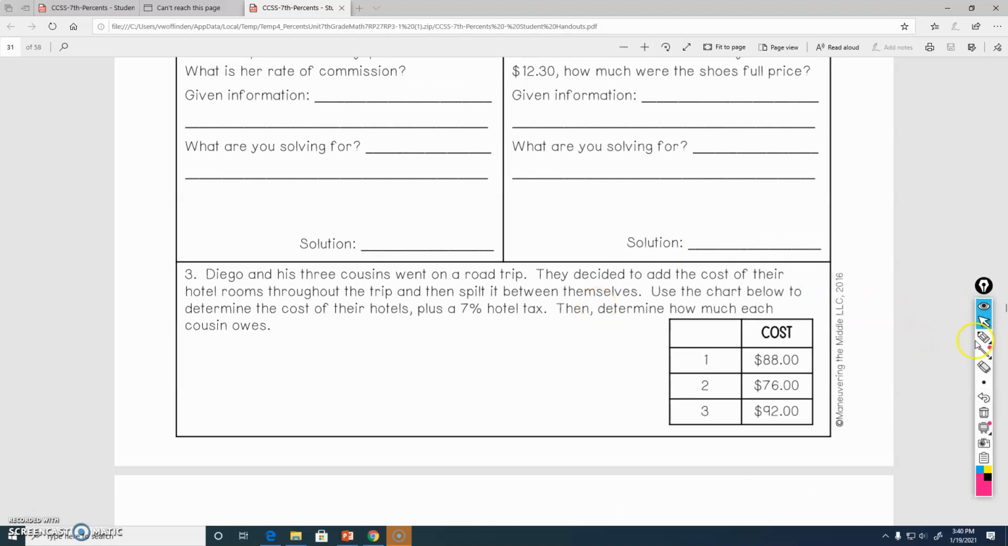Okay, here we go. Diego and his 3 cousins went on a road trip. They decided to add the total cost of their hotel rooms throughout the trip and then split it between themselves. Use the chart below to determine the cost of their hotels plus a 7% hotel tax. Then determine how much each cousin owes.